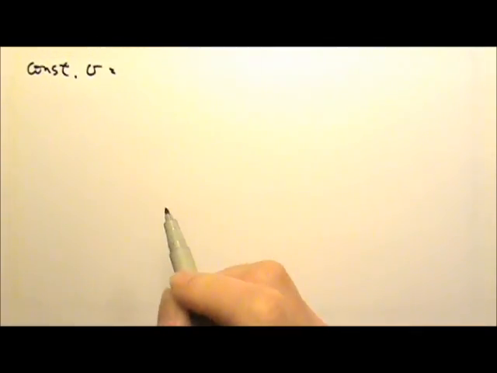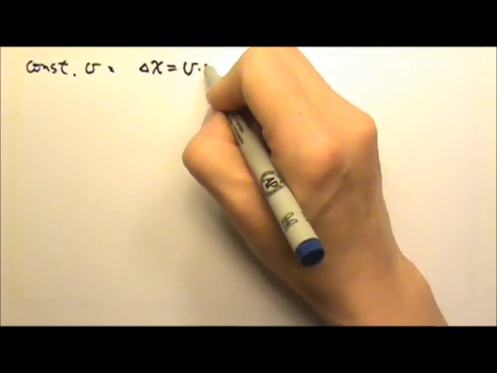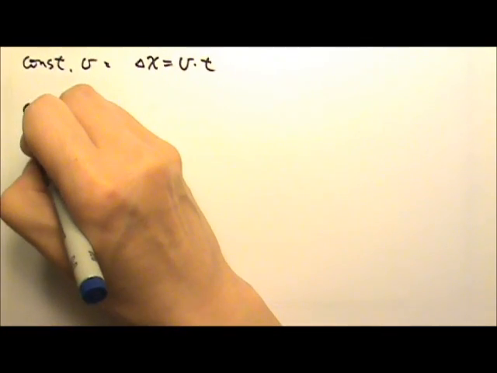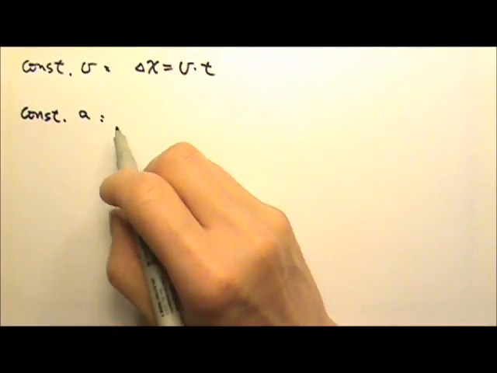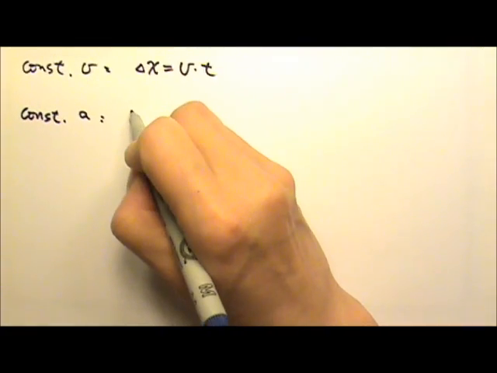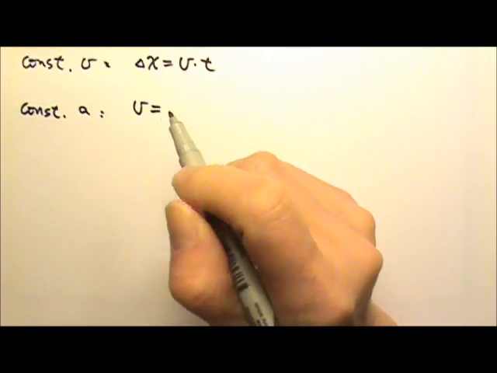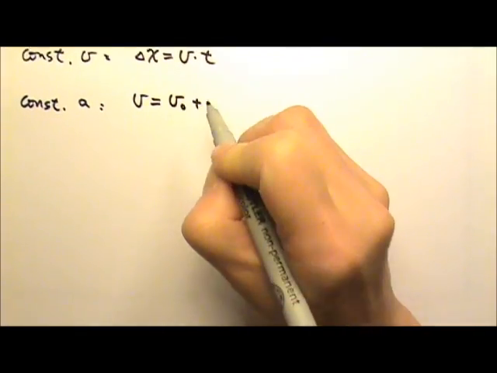Then we study the two different kinds of special motion. One is a constant velocity motion. For constant velocity motion, the only equation we need is the displacement is velocity times time. And then we have the constant acceleration motion. In that case, we have 4 kinematics equations. See if you remember those equations. It's the final velocity equals the initial velocity plus at.